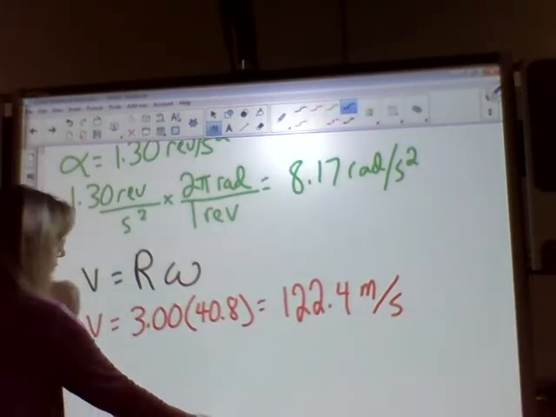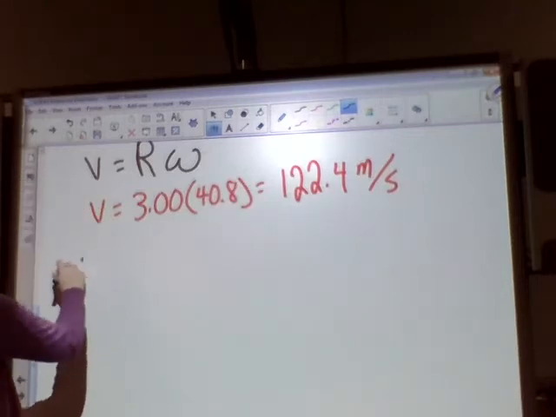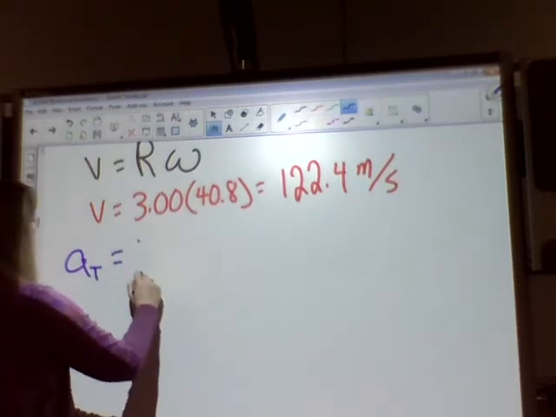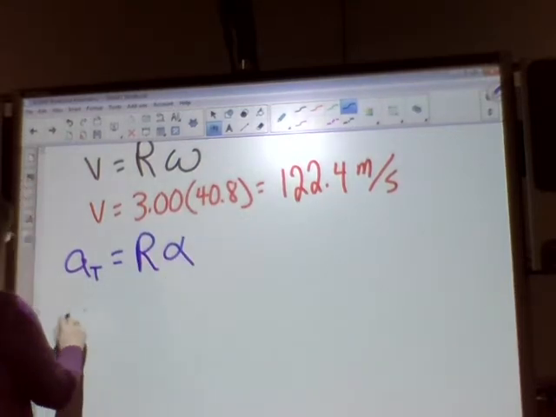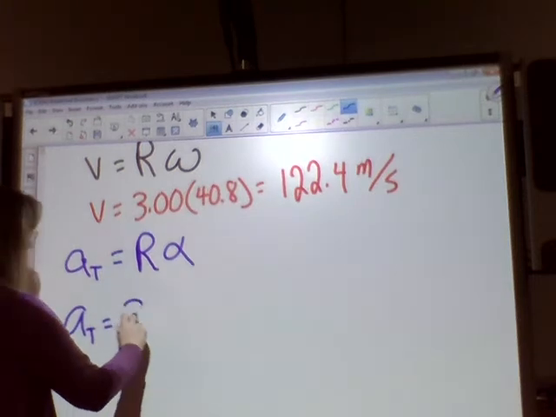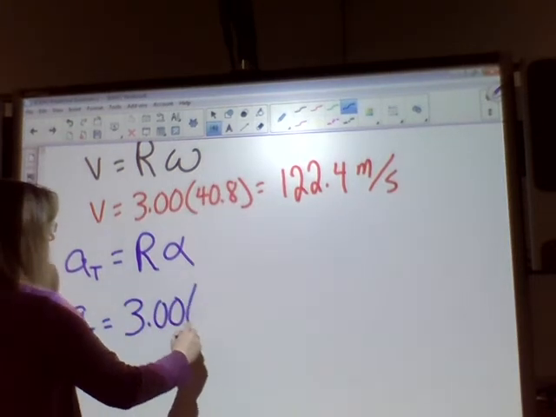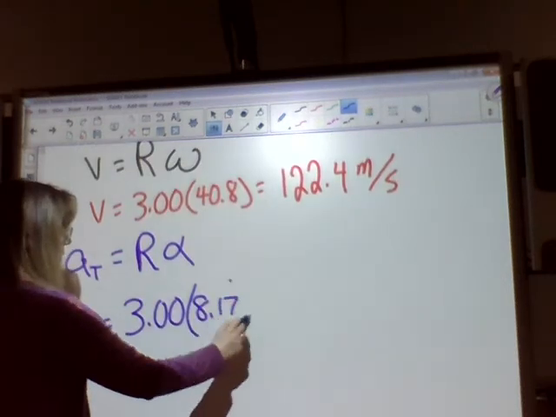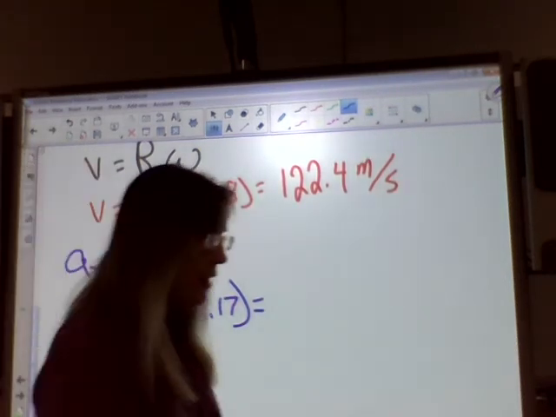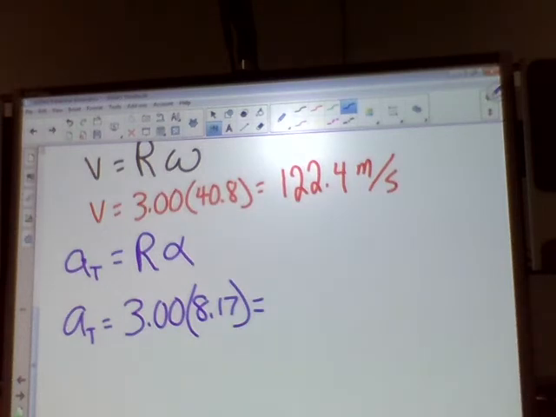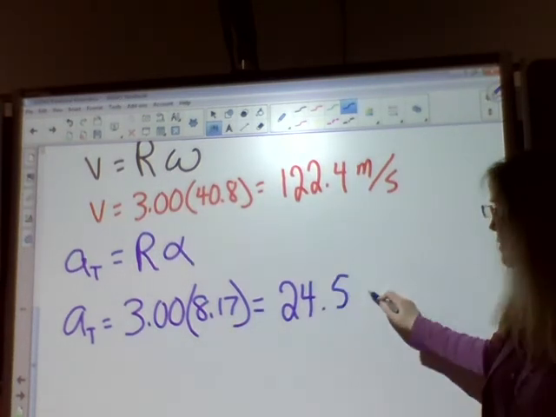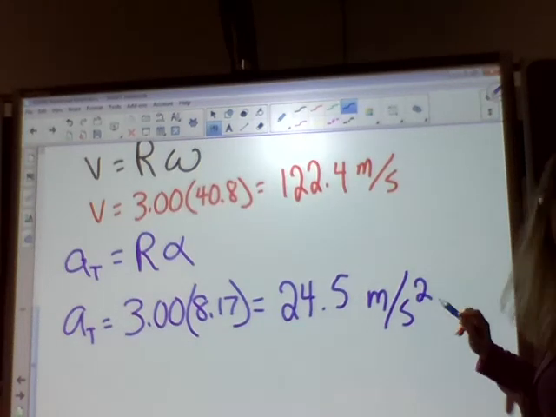The second thing we were asked for was the tangential acceleration. The tangential acceleration is linked to the angular acceleration. And so we're going to use r times alpha, and we have r, and we have alpha. We're going to use the 8.17 for alpha. And that will yield a tangential acceleration of 24.5 meters per second squared.